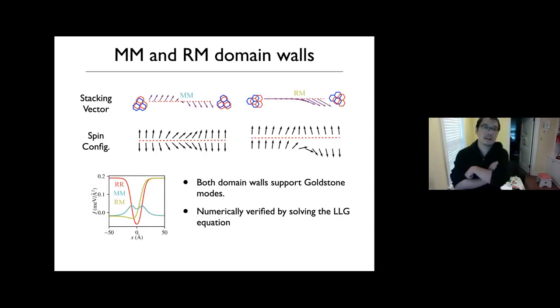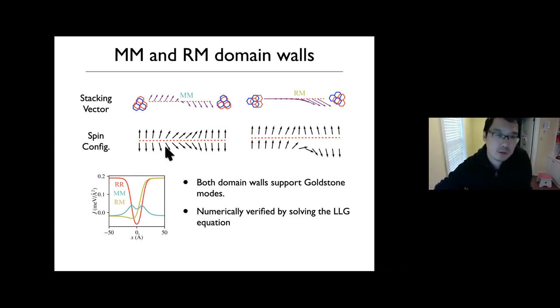So now we can look at the monoclinic-to-monoclinic domain wall and also the rhombohedral-to-monoclinic domain wall. Shown on the top is how the stacking vector would change, so you can see how this stacking domain wall will vary in space. Then, by using this x dependence of J, we can numerically solve the ground state configuration. You can see that in both cases, for the MM domain wall, on both sides we have an antiferromagnetic configuration, but inside the domain wall we will have a spin texture. And when you go from a ferromagnetic domain to an antiferromagnetic domain, we will definitely have a spin texture. So in both cases, using the same argument, we will have a Goldstone mode for the magnons. So we should have energy at zero, and this is numerically verified by solving the Landau-Lipschitz equation.